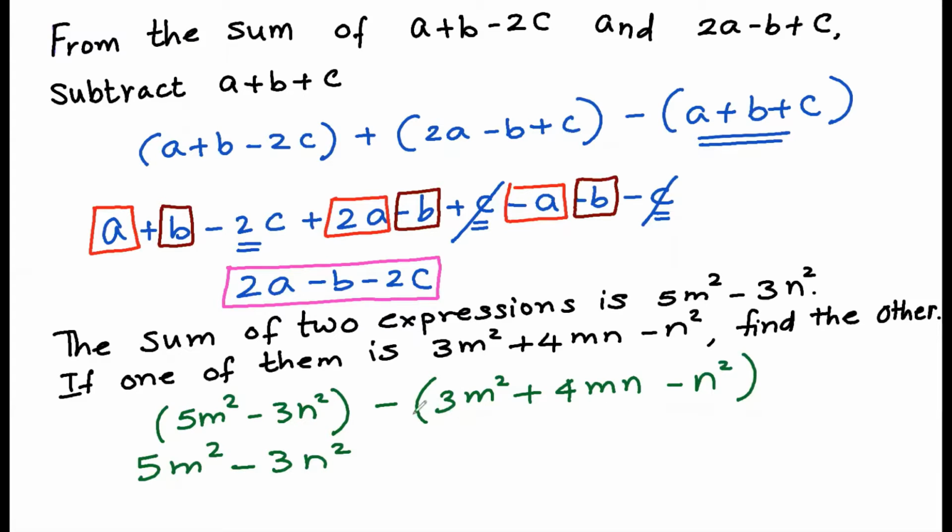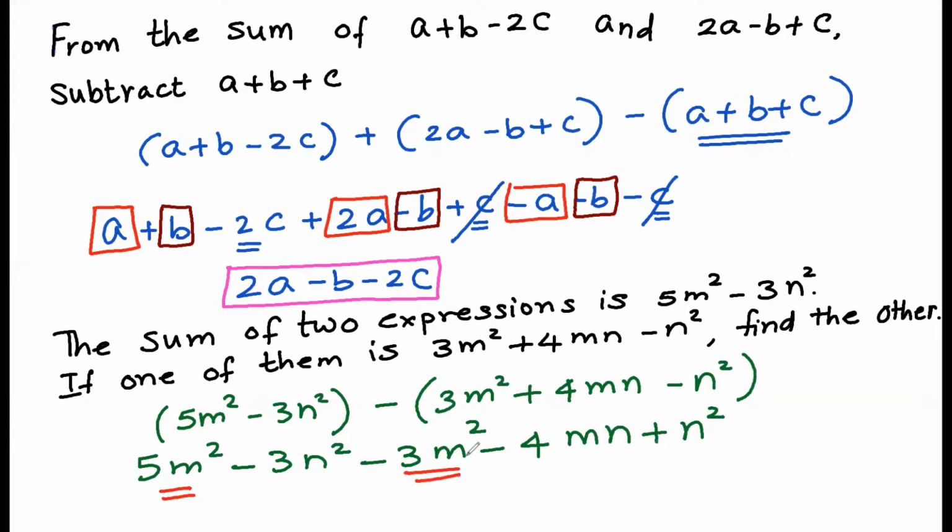They're going to change. So when I multiply with -1, I'm changing the signs. So it's going to be negative 3m squared, plus 4mn becomes minus 4mn, minus n squared becomes plus n squared. The next step is to combine like terms. So I see two m squared terms in here. So I see 5m squared and negative 3m squared.